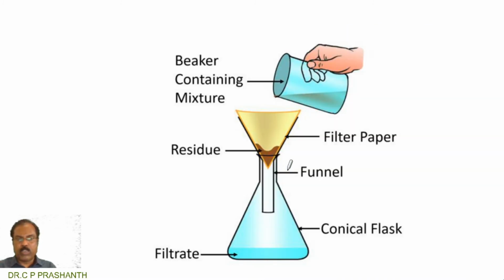This is what a filtration is all about. We will take a conical flask or a beaker, a funnel. This yellow is filter paper, and we put the solution inside. In a true solution, you will not get any residue. True solution, no residue. Colloid also, there will not be any residue, but if it is a suspension, you will get the residue here. So if you can separate the particles by filtration, it is a suspension.